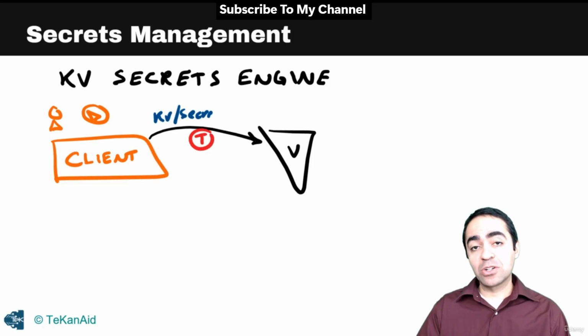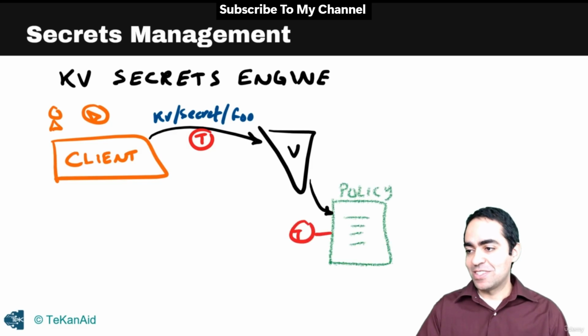So the client makes a call into Vault at a specific path, and everything in Vault is path-based. So for example, here we're going to talk to Vault at kv/secret/foo. We present a token to Vault, and we'll talk all about tokens later in this course.